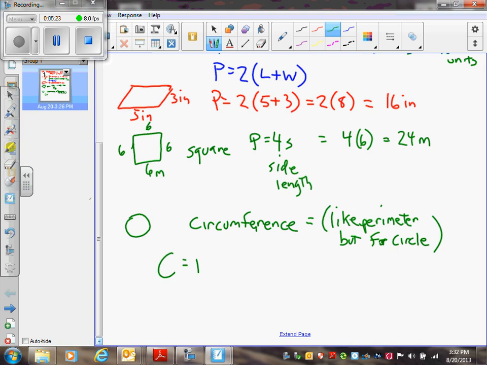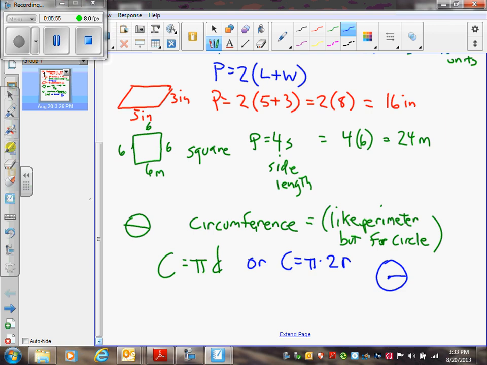Circumference is pi times the diameter. Diameter is all the way across through the center. Or circumference is pi times 2 times the radius, because a radius is halfway across the circle. So if I wanted it to go all the way across, you multiply it by 2.